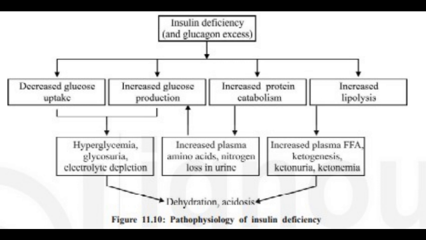High levels of blood sugar lead to excretion of sugar in urine, glycosuria. The urine volume is increased due to osmotic diuresis leading to polyuria and polydipsia. Due to non-utilization of glucose as a source of energy, alternative sources of energy like fats are used, leading to weight loss. Figure 11.10, Pathophysiology of insulin deficiency.